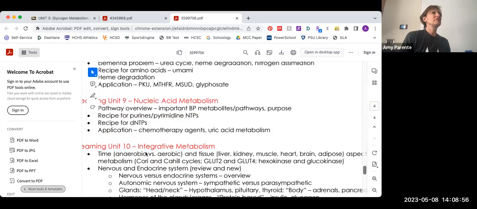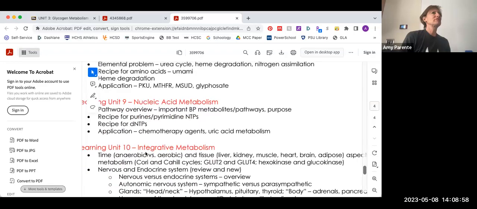And again, we had 1 day on nucleic acid metabolism. So really it's about uric acid. We spent a little bit of time thinking about chemotherapy agents. So be able to think about, hey, DNA replication is really important for cell division, and cell division goes awry with cancer cells. That's how we tapped in to help with things there.